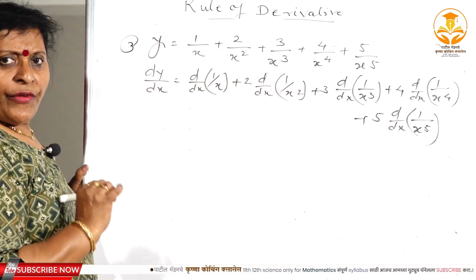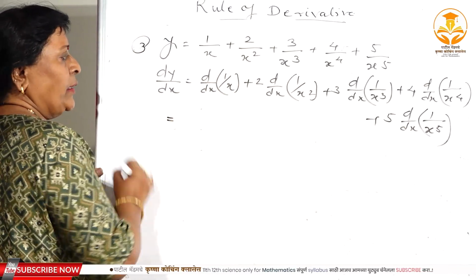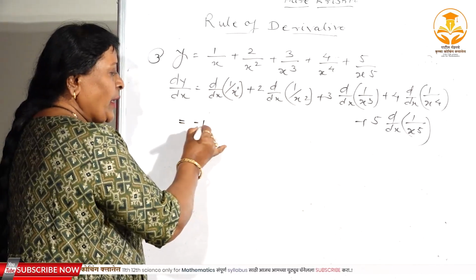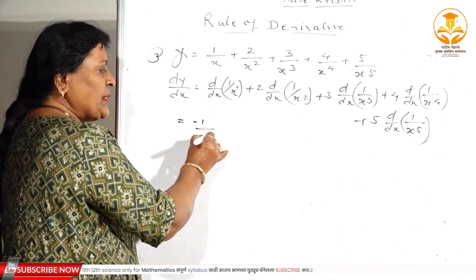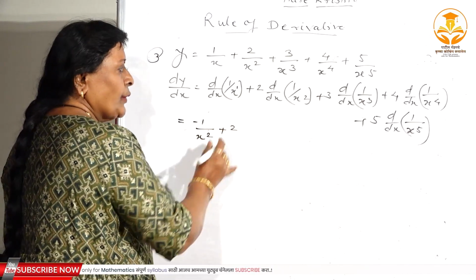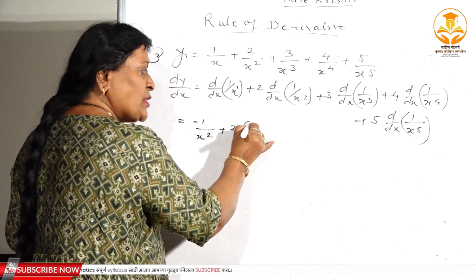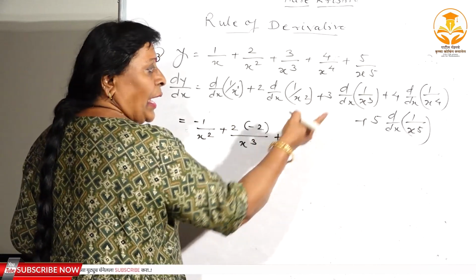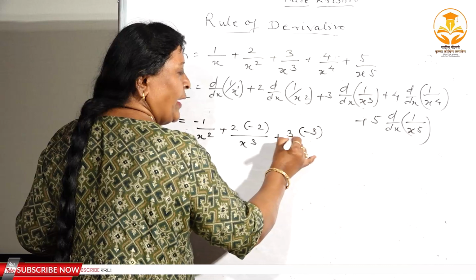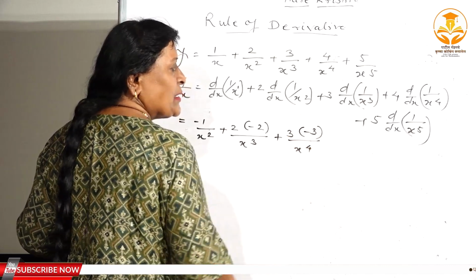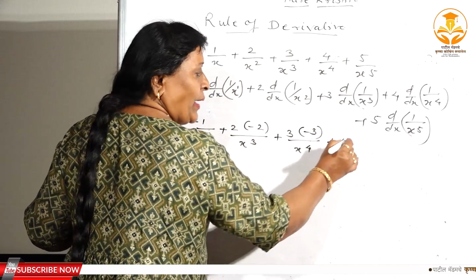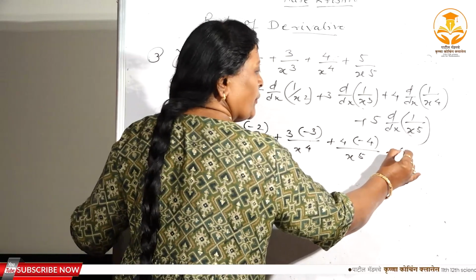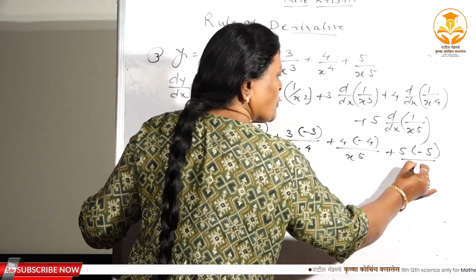Right, write every step properly like this, only then will you get it. Minus n, what is the power? 1. Minus n means minus 1 divided by x to the power 1 plus 1, which means 2. Again 2: what is the power? Minus n means minus 2 divided by x to the power 3. Again 3: minus 3 divided by x to the power n plus 1, which means here 4. Again 4: minus n means minus 4 divided by x to the power 5. Again 5: minus 5 divided by x to the power 6.